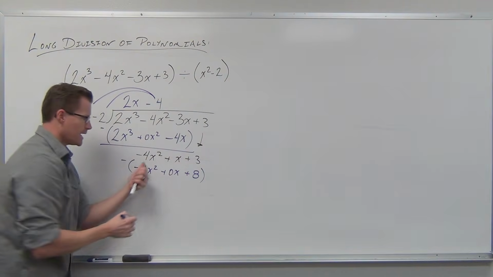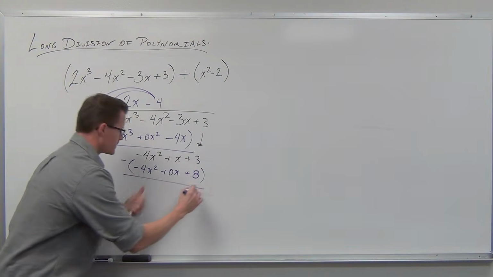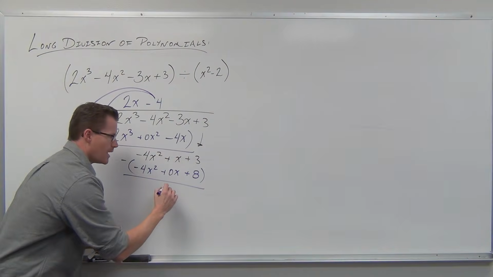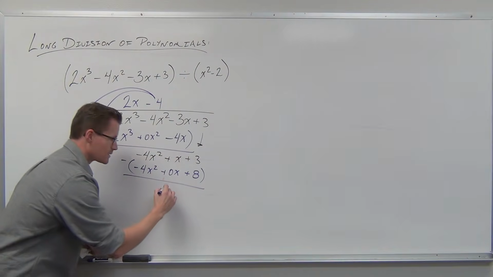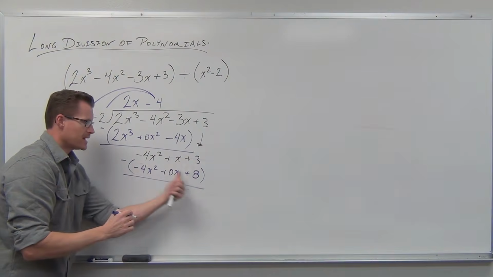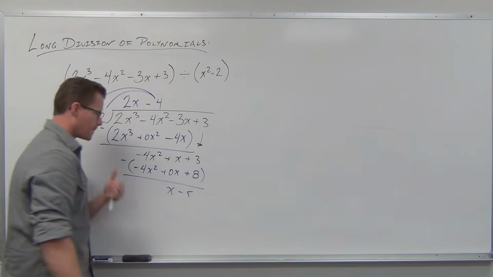Now when we subtract, you're subtracting term by term. That's awesome. This is going to give you 0. This is going to give you, let's see, x minus 0x. That's still x. And then 3 minus 8 is negative 5.